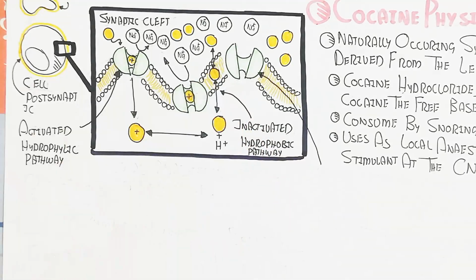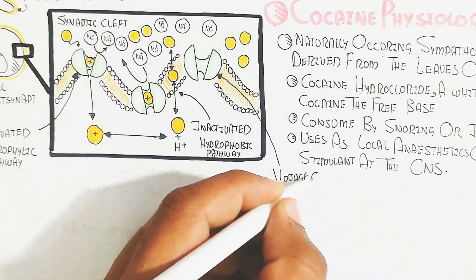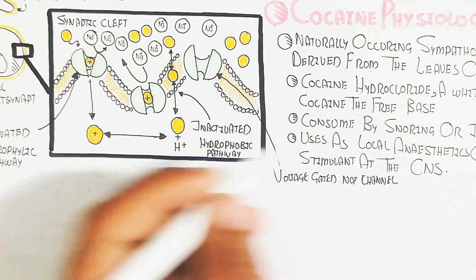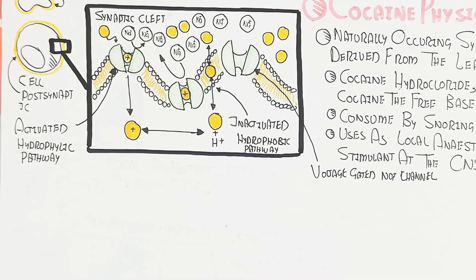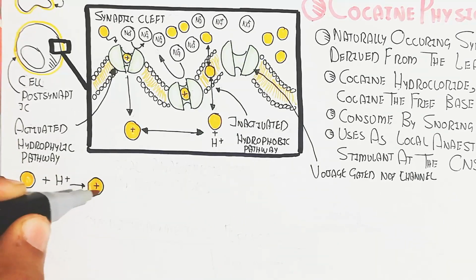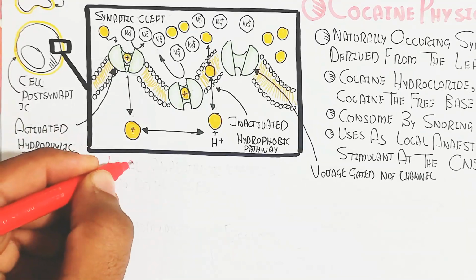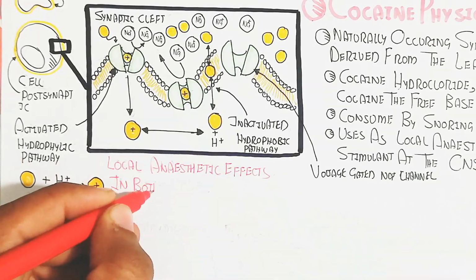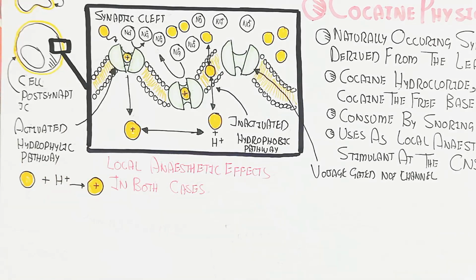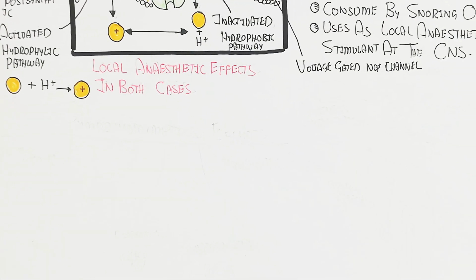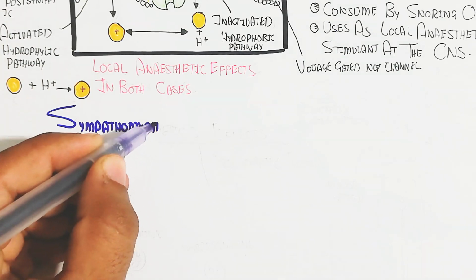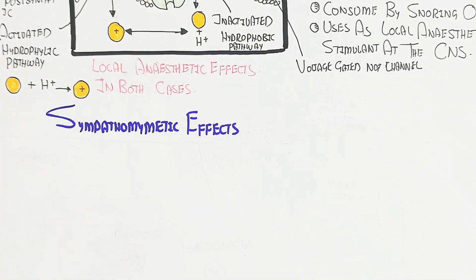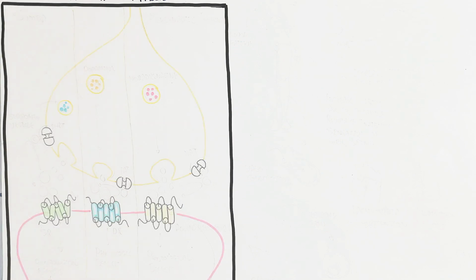Remember these things you need to understand. This is the local anesthetic effect in both cases. Local anesthetic means numbing a required part of the body. Let's now understand the sympathomimetic effect. What is sympathomimetic? Sympathomimetic means enhancement of the sympathetic nervous system by inhibition of neurotransmitter reuptake via channel inhibition.